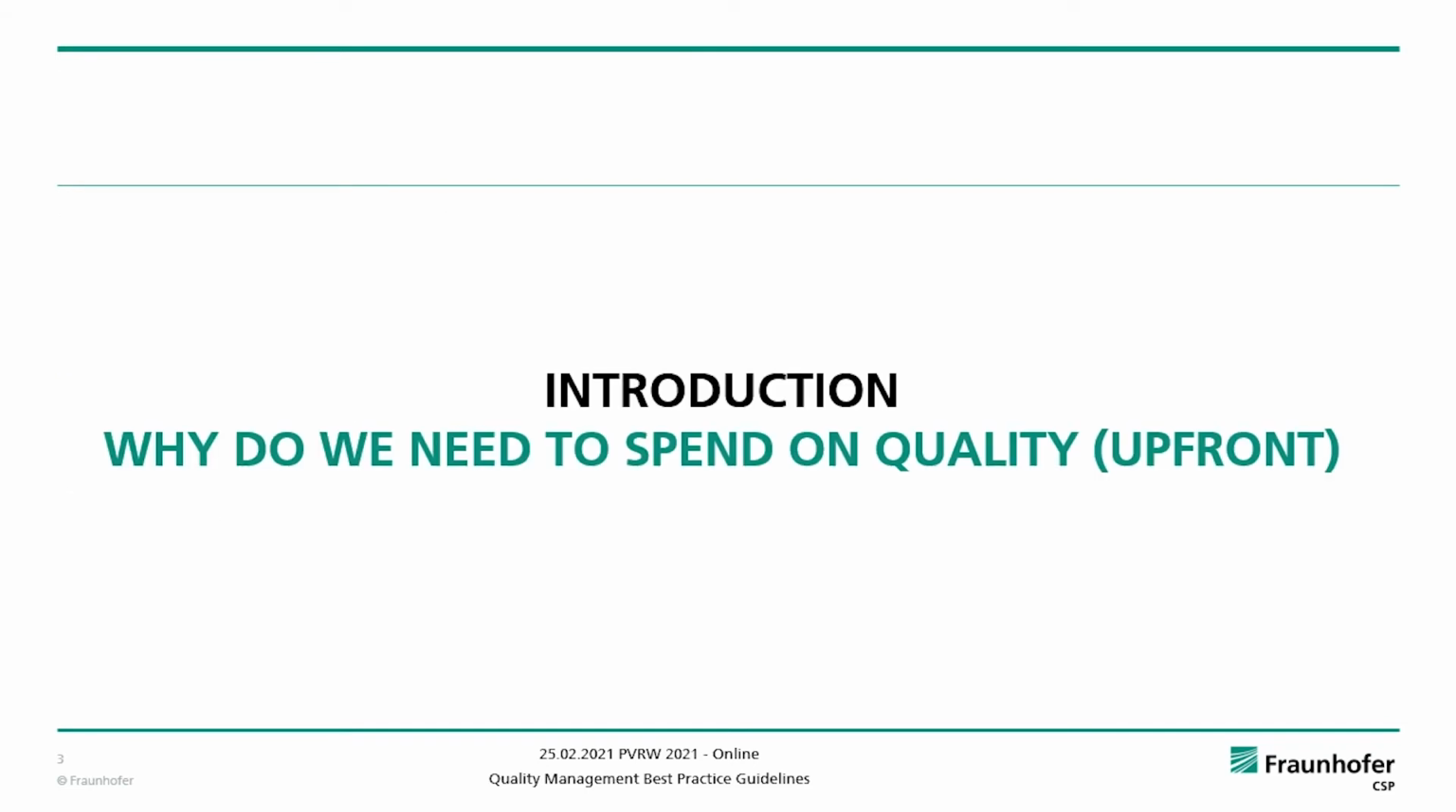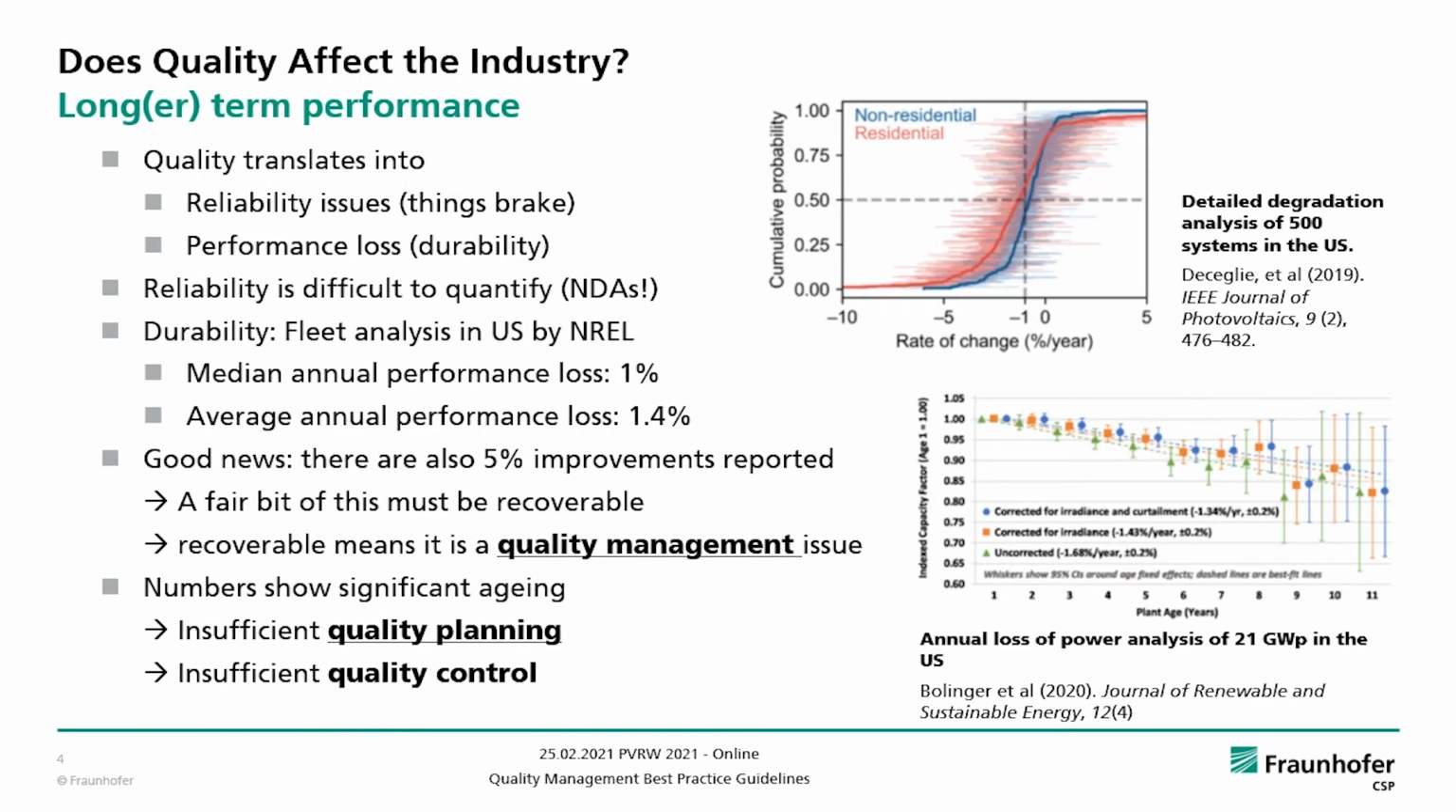So quickly to talk about why do we need to spend on quality up front? Sort of in the last 2 years, well, a little bit longer, from 2019 and 2020, there have been 2 publications of NREL, which I found a little bit worrying, I must admit. The short of it is that they analyzed about 20 gigawatts of PV installed in the US, I would guess, and they look at the annual degradation rates.